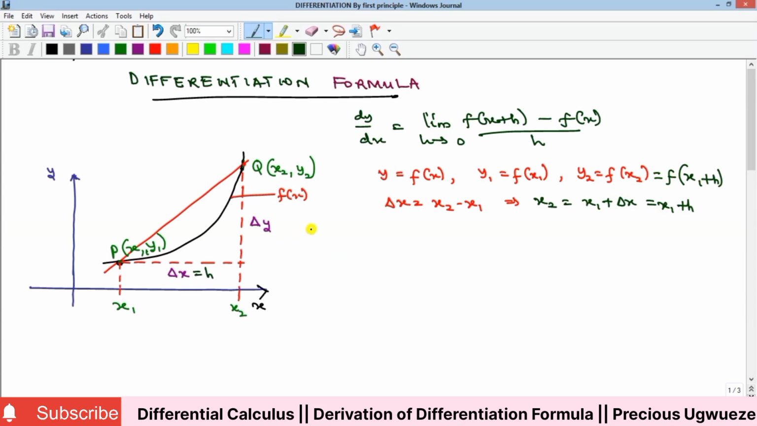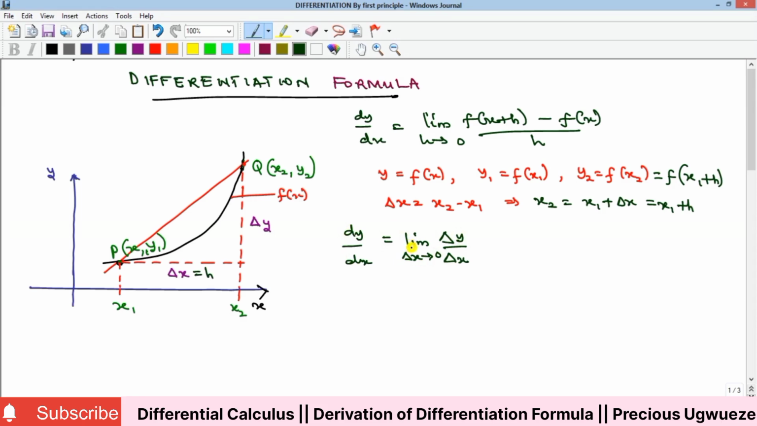Now my derivative of a function is written as dy/dx, and by definition it is equal to the limit of the gradient of that function as the change in x, which is the denominator, tends to 0. So we should take note of this definition.